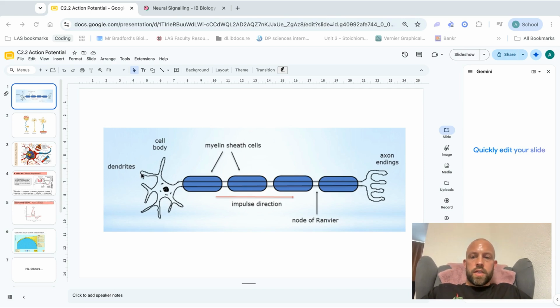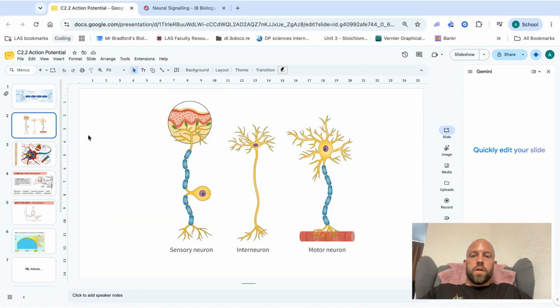So here is a simple neuron. We've got our cell body, we've got a myelinated sheath, which speeds up the action potential, the nodes around it. So these are the areas that will, what we call, depolarize. And then we've got the axon endings. Here are the three different types that we have.